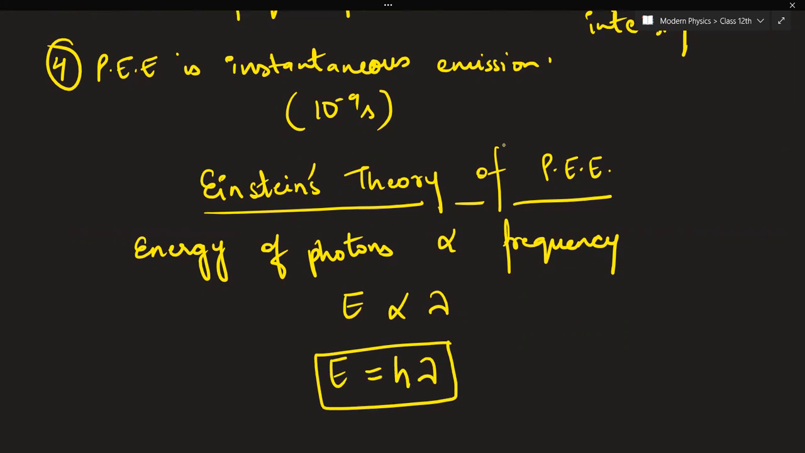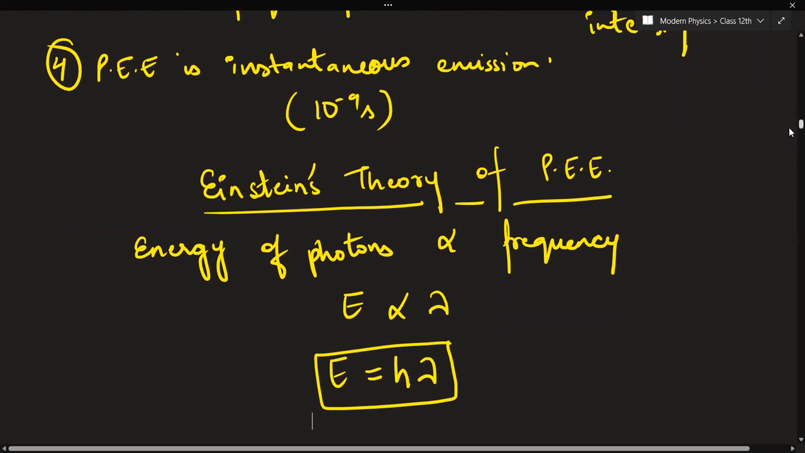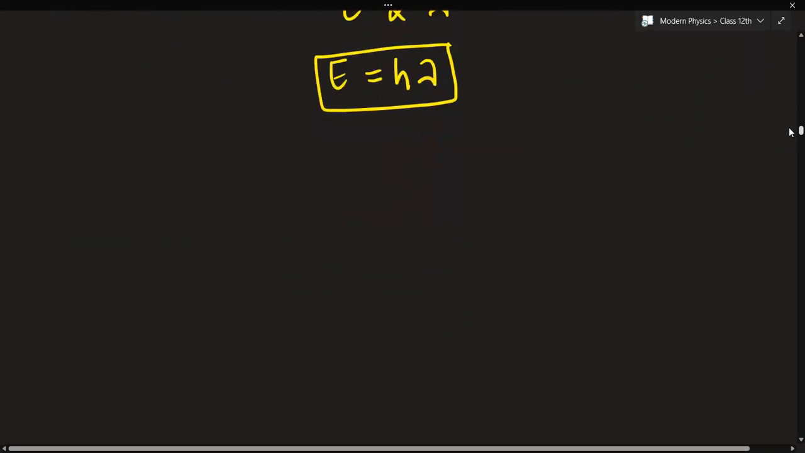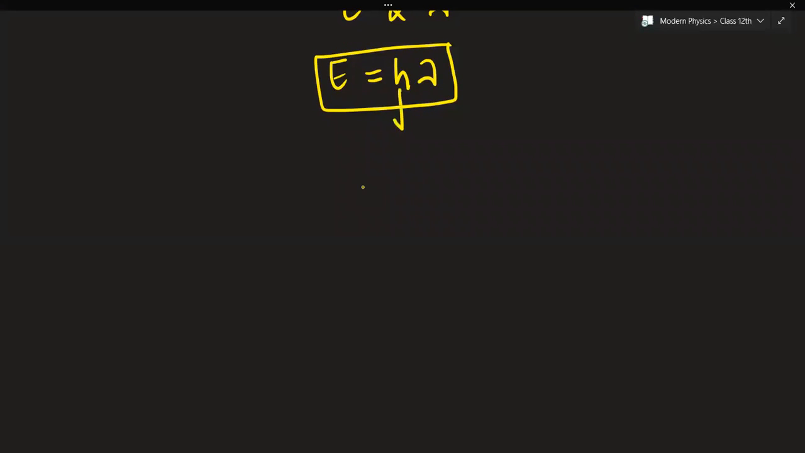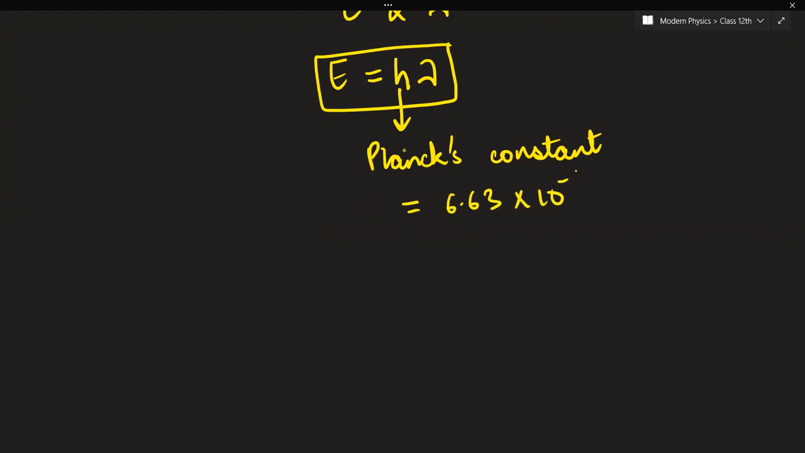This is not Einstein's theory. This is just the part before Einstein's theory. Now, what is this h? It is a basic constant known as Planck's constant. The value of Planck's constant, all of you should remember. This value is very, very important. It is 6.63 into 10 to the power minus 34. The unit will become joule second. All right, this value is here.